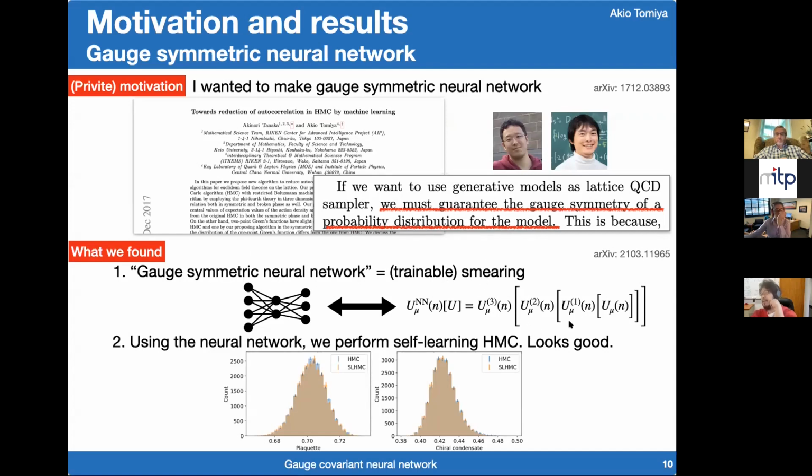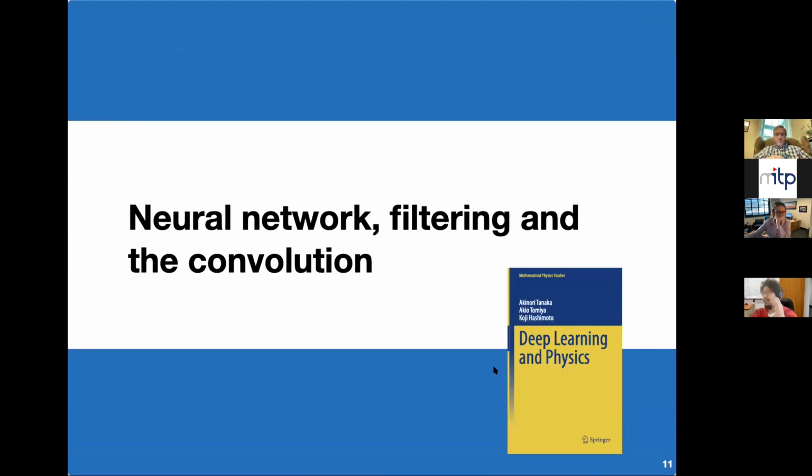I will explain later. But this is what we found. After that, I explained our use case or demonstration of the gauge symmetric neural network, and we compared it to the HMC. Then we got a result consistent with the HMC one. Okay, let me explain the neural network, the filtering and the convolution.